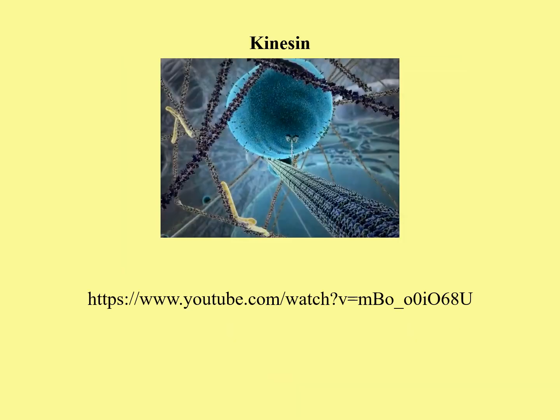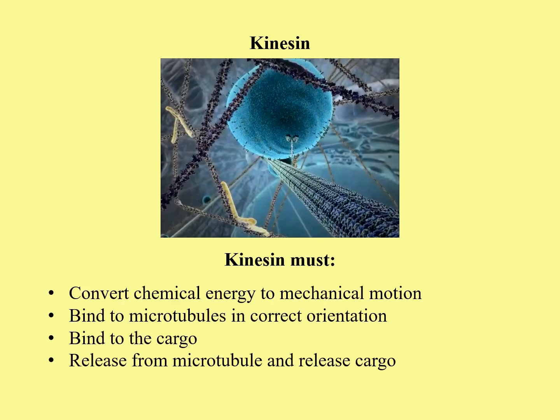The final machine that I'd like to describe is a motor protein system called kinesin. This slide provides a link to a video that describes how that machine functions. Kinesin is a machine that moves cargo along microtubules within cells. To perform that function, it has to do several things. It must convert chemical energy to mechanical motion. It must bind to microtubules in the correct orientation. Of course, it has to bind to the cargo, and it also has to release the cargo and also release itself from the microtubule.